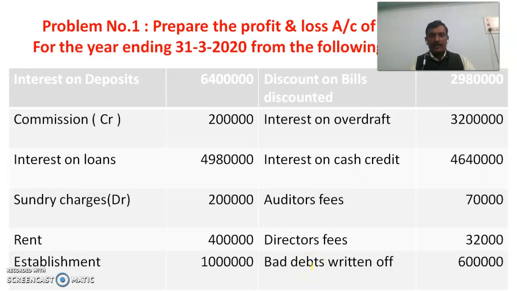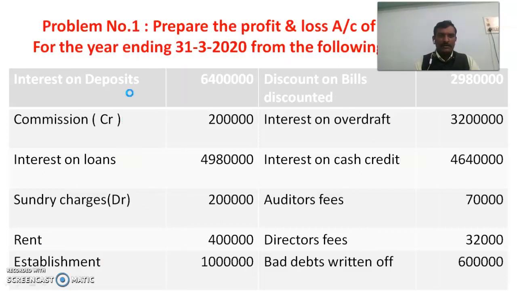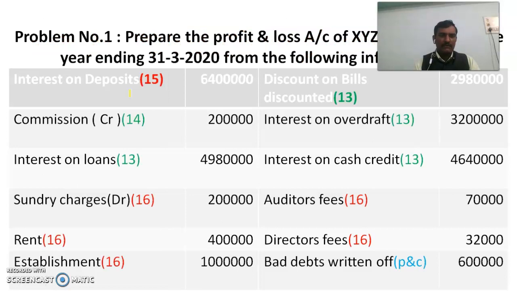So as we discussed in the earlier session about the format of profit and loss account and its concerned schedules, based on that information, now we have to first of all segregate all these items given here according to the schedules. So first of all we have to bifurcate the items given here. Interest on deposit comes under schedule number 15. Commission credit balance comes under schedule number 14.